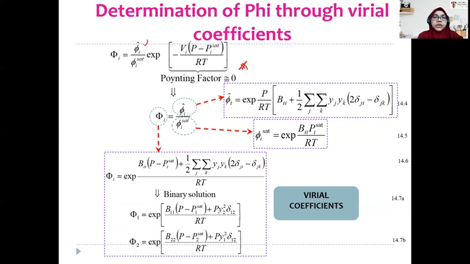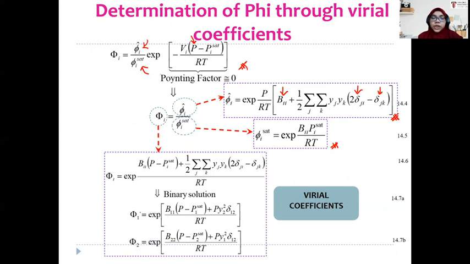From this expression, we need to obtain the fugacity of the species in the solution and the fugacity at saturation. If the Poynting factor is equal to 0, that means we have a higher pressure compared to its saturation pressure. So by considering the Poynting factor equal to 0, the fugacity coefficient equals the ratio of the fugacity of the species i in the solution to its saturation condition. The fugacity of the species i in the solution equals this expression, and the saturation can be obtained using this expression, in which B and the rest of the properties are described by the virial coefficient. So we can obtain the fugacity.